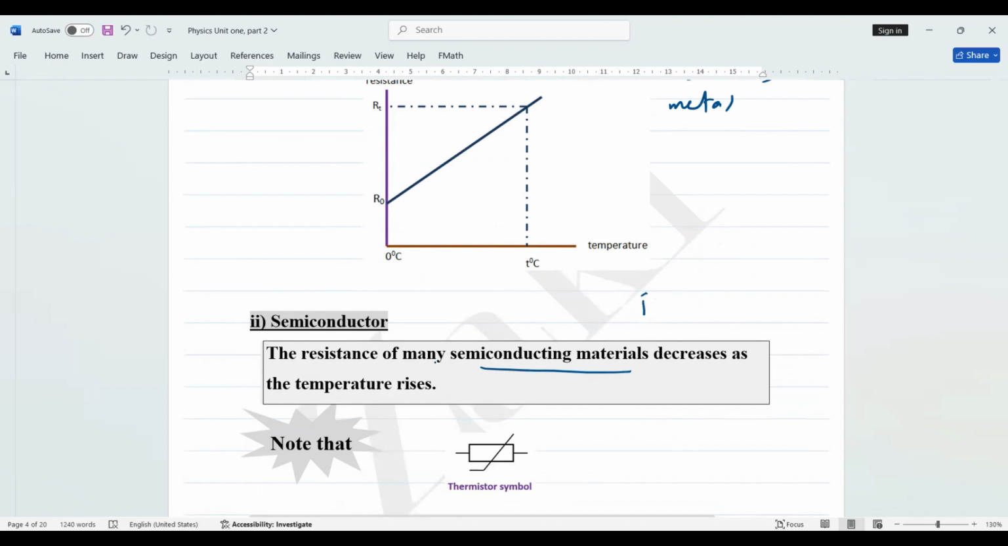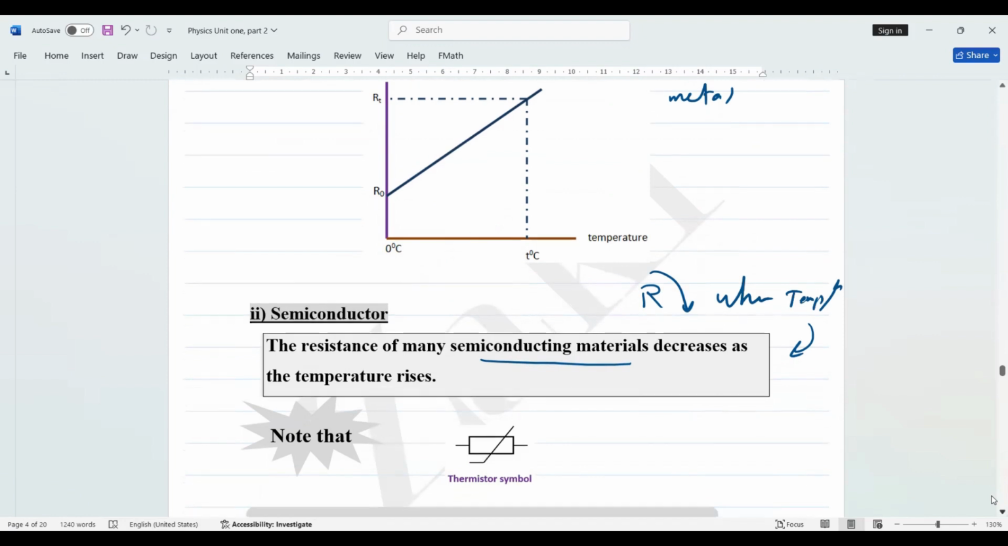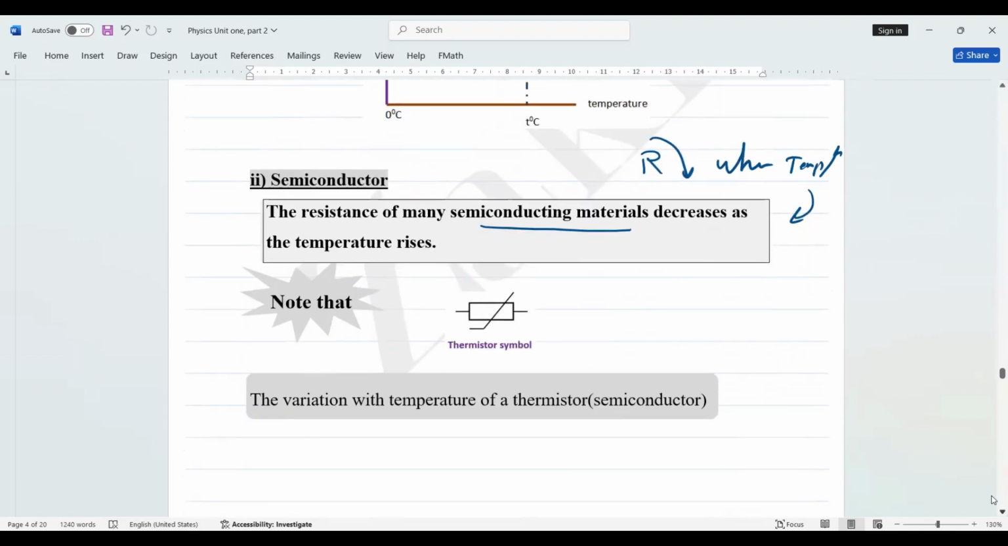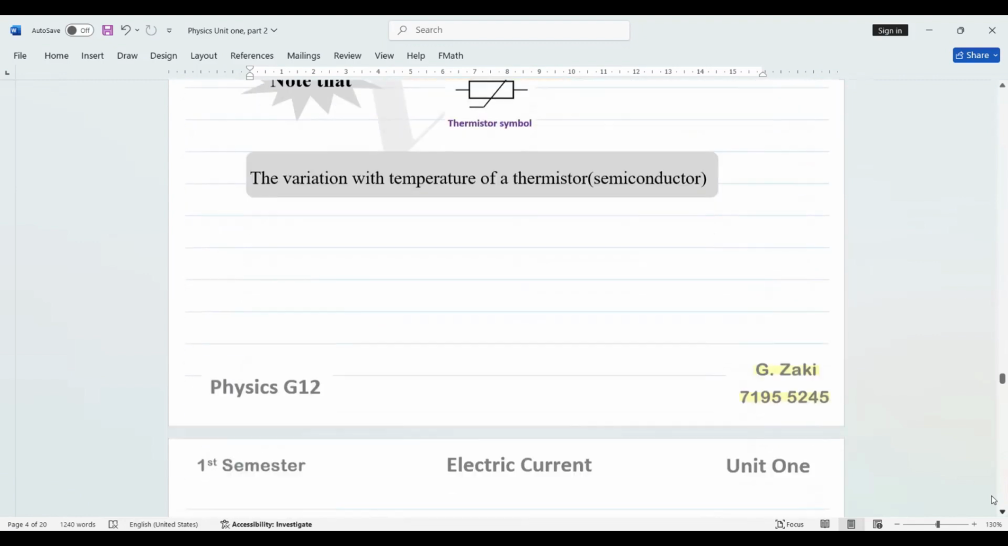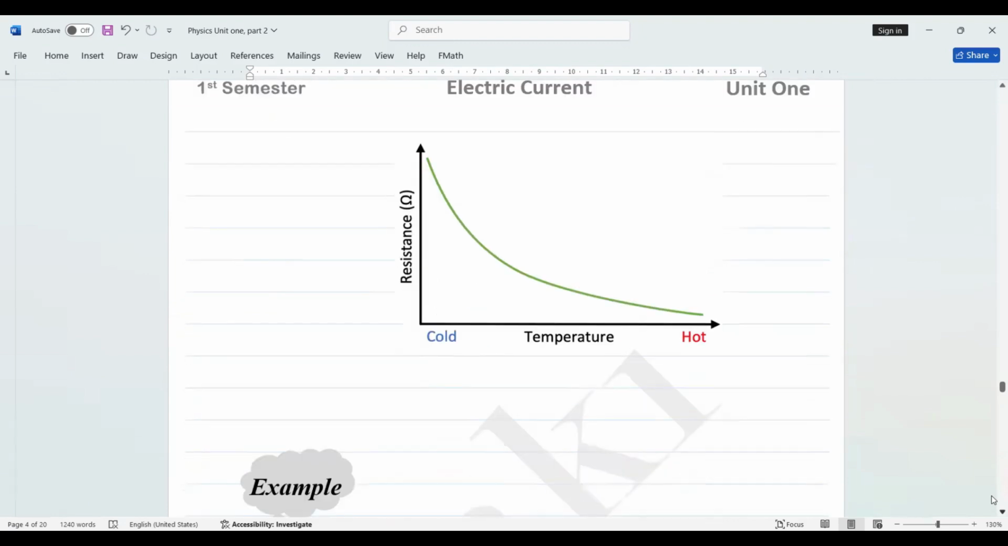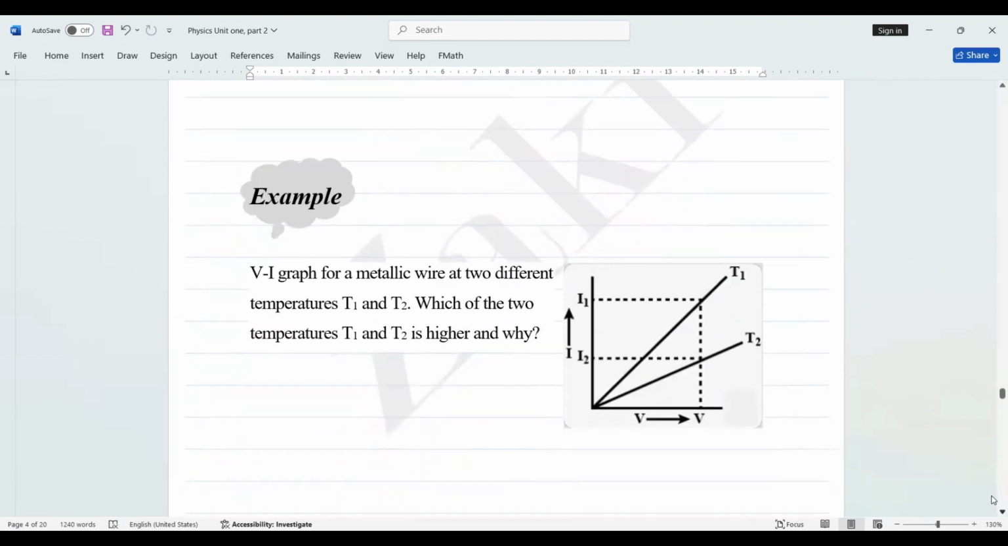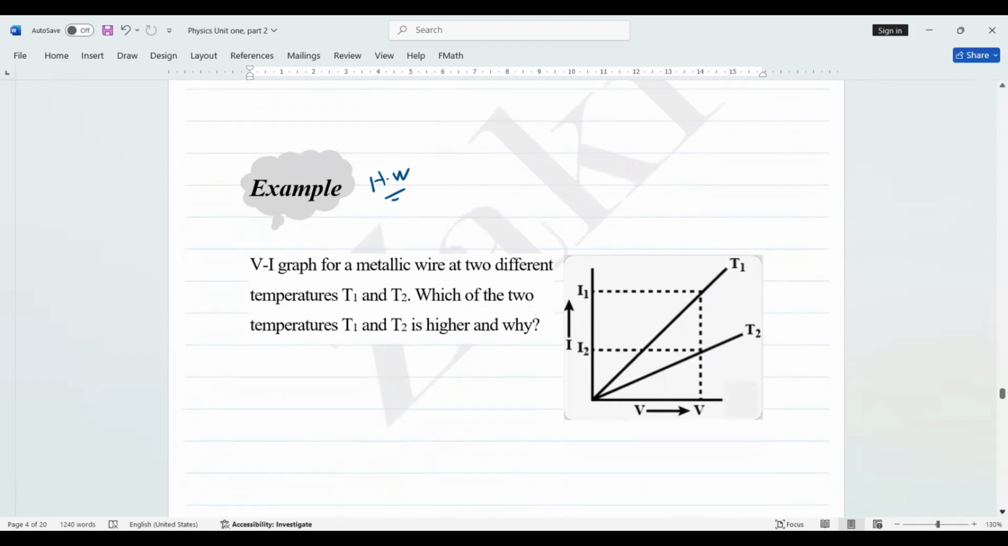In case of a semiconductor, no. The resistance decreases when the temperature increases. This is in case of a semiconductor diode. It is opposite to the metal. For semiconductors, we have the thermistor or diode. So when the temperature increases, the resistance decreases. So remember that, please. This is the difference. Now I can leave this example as homework for you, just to think about it, because of the time. Let us see the next part, Inshallah.